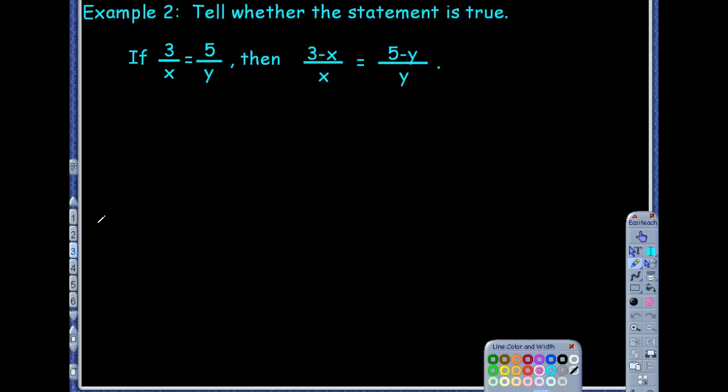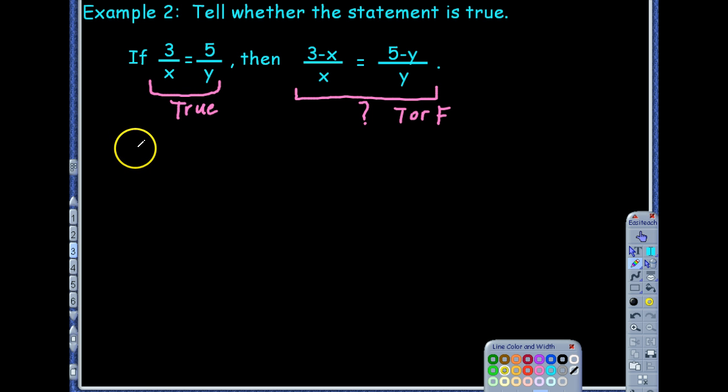Okay, same basically directions, just a little bit different example. If-then statement. Again, just to stress, this part right here is the true part. You're starting with true. The question mark is this: is this true or false? So what are we going to start by doing first? We want to start by cross-multiplying the first proportion. That'll be 3y equals 5x.